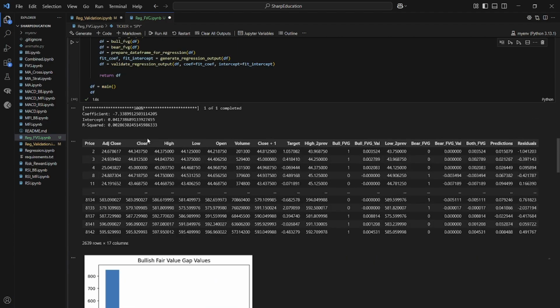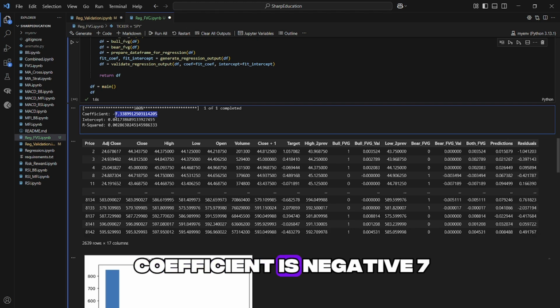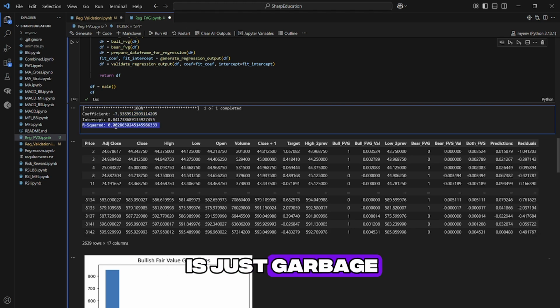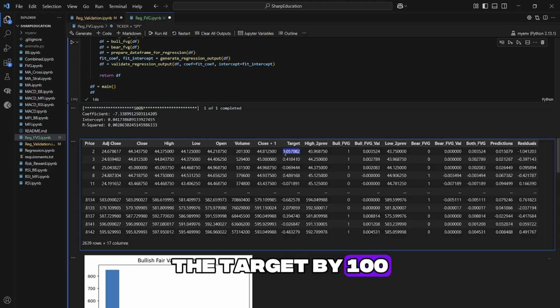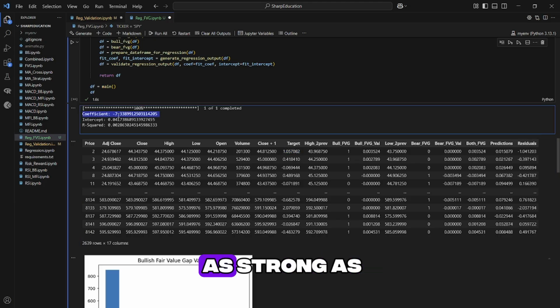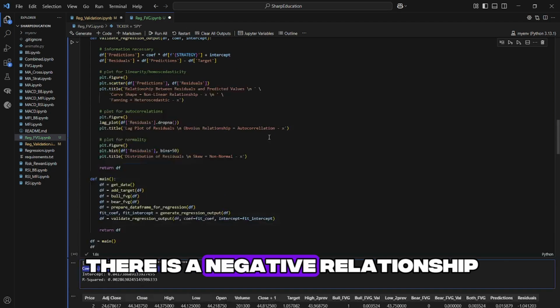Anyway, for now, the correlation coefficient is -7, and the R-squared is just garbage. So this looks like a strong correlation coefficient, but it's because of the units we're using. I multiplied the target by 100 to be in percent changes, but that just means that this is 100 times as strong as it was just. So there is a negative relationship.